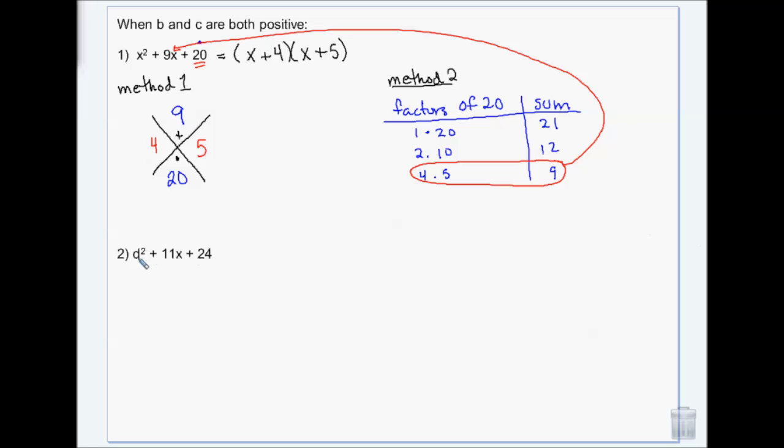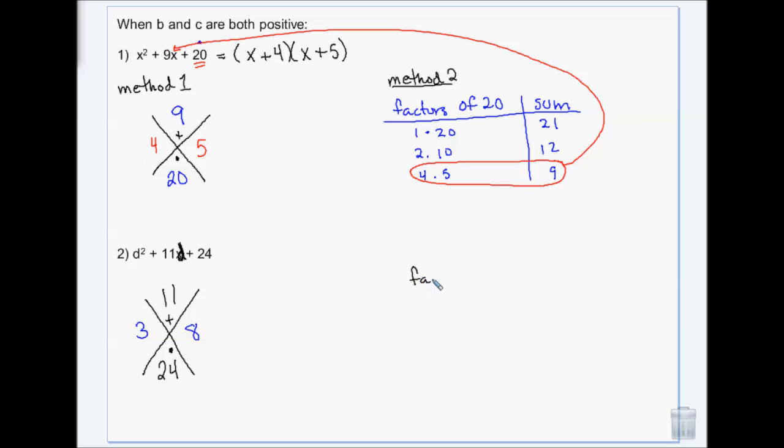We have d squared plus 11d plus 24. Sorry, the letters have to match or you can't factor it. So if I do the big giant X, I want to add up to 11 and I want to multiply to 24. Can you think of two numbers that will multiply to make 24 and add to 11? 3 and 8. Yeah, 3 and 8. But if you can't think of that, that's fine.